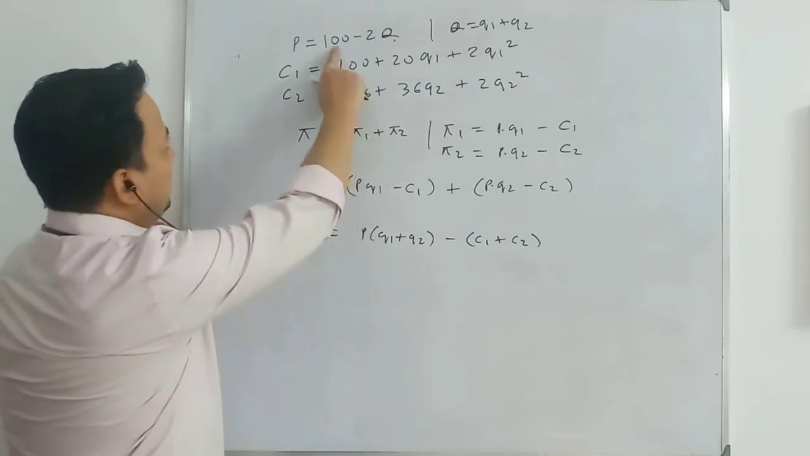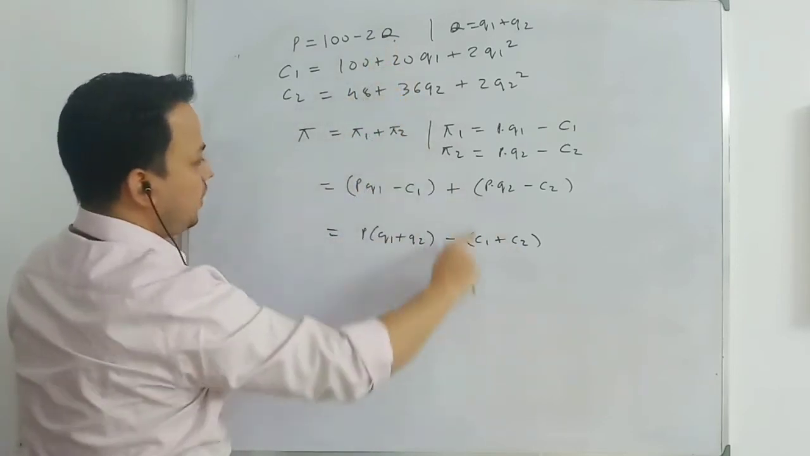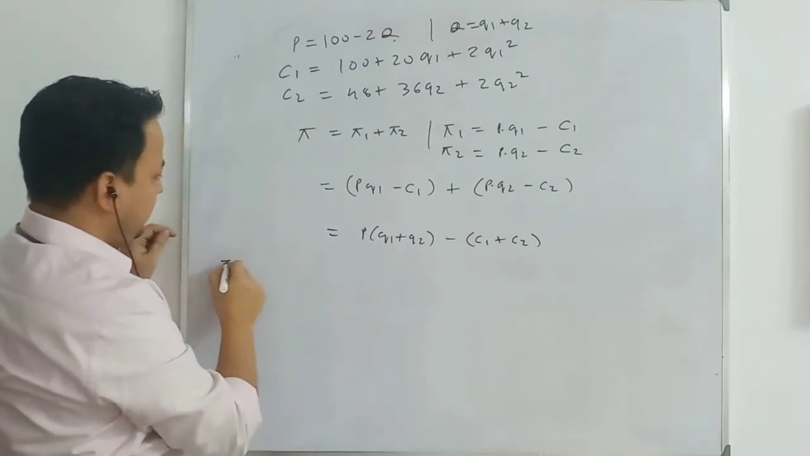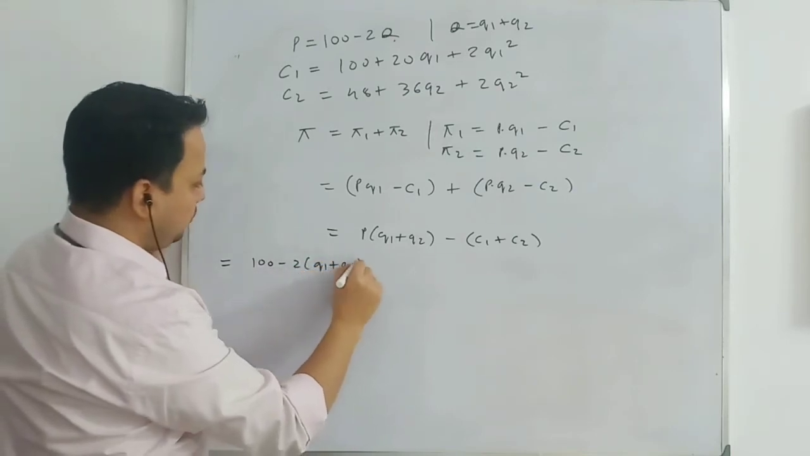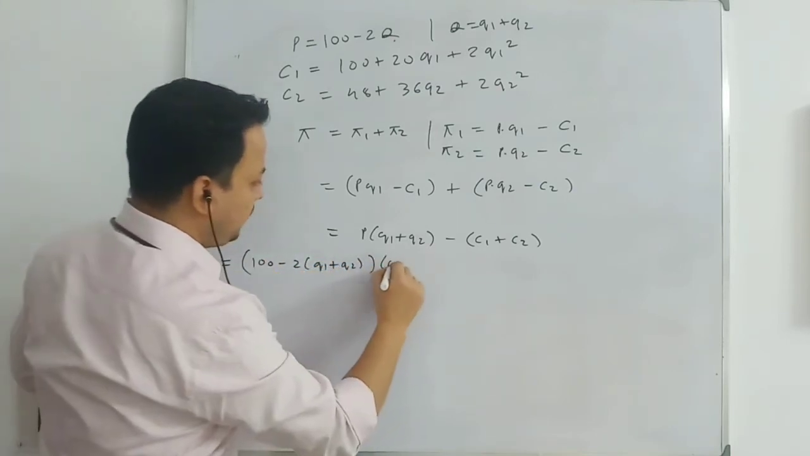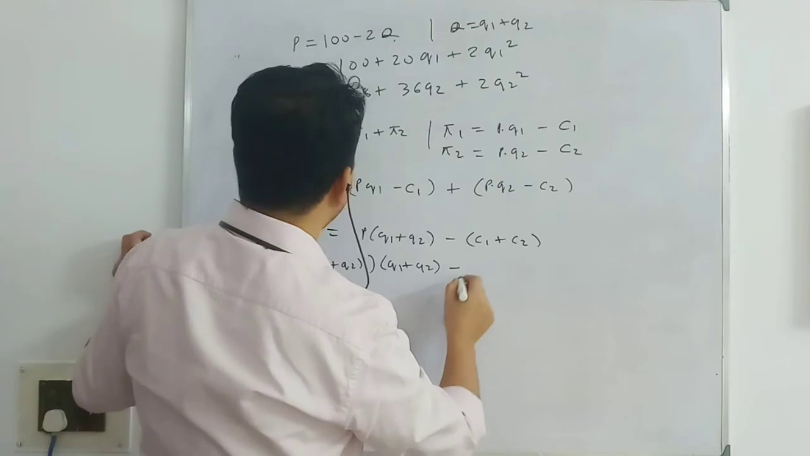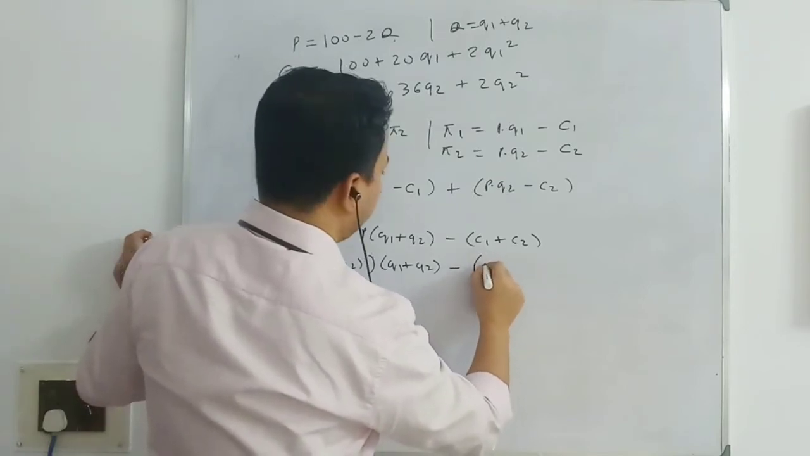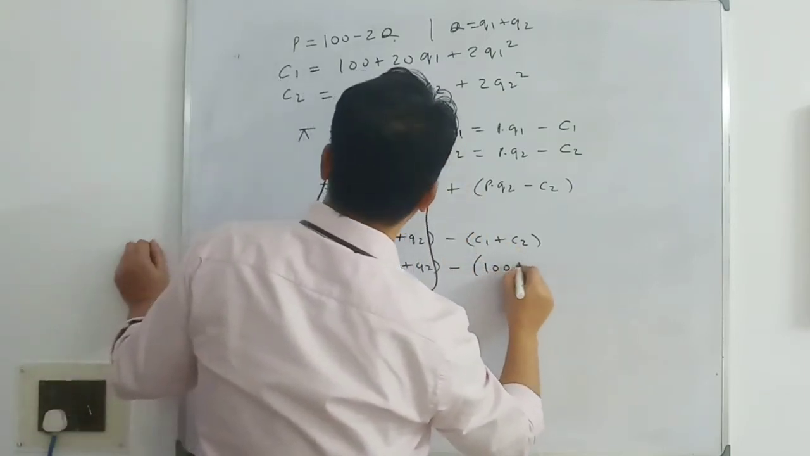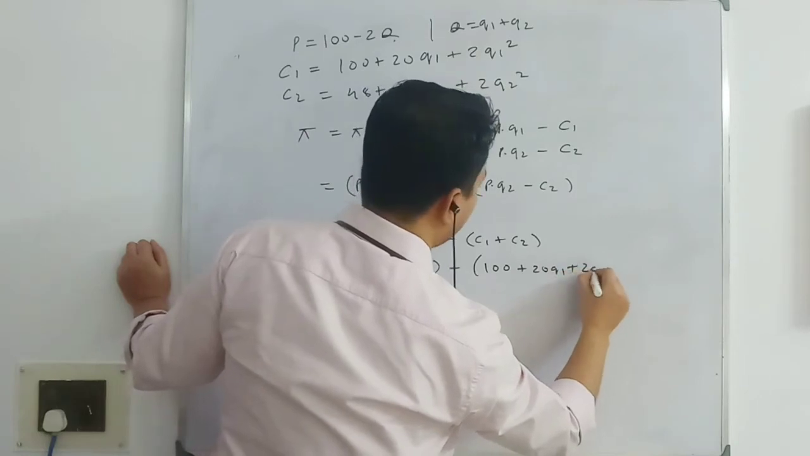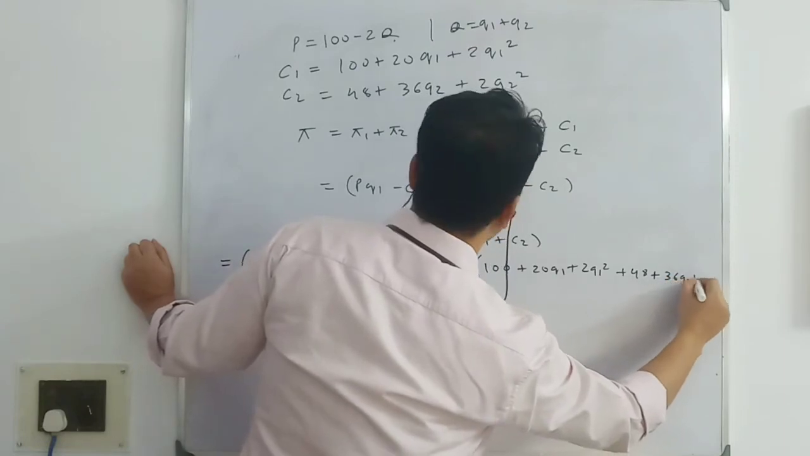Now, in place of price, I am putting in this form here, and for C1, C2, I am putting them in. So the equation will be, I am starting from here: P is 100 minus 2 times Q1 plus Q2. Then you will have Q1 plus Q2. Do it together, otherwise it will be difficult with the minus. Then you will have C1, C2, so 100 plus 20 Q1 plus 2 Q1 square plus 48 plus 36 Q2 plus 2 Q2 square.